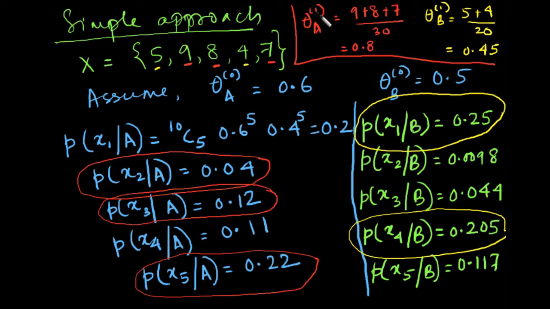So this is now the first iteration. So what you do is that now you replace this 0.6 and 0.5 using 0.8 and 0.45. You again estimate x1 given A, x2 given A and so on, and you estimate x1 given B, x2 given B, and so on, and then again pick whichever is higher, calculate theta A and theta B for the second iteration, and keep doing this till you reach convergence, which you are definitely going to reach. It may take a long time to reach convergence, but you are going to reach convergence.